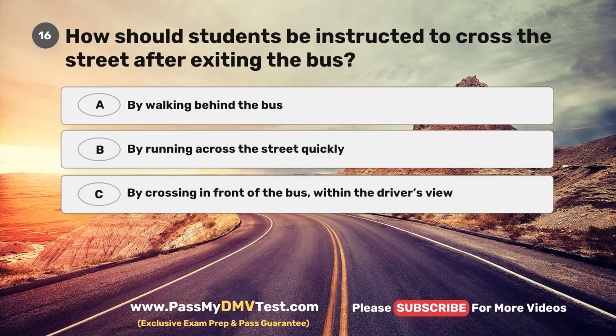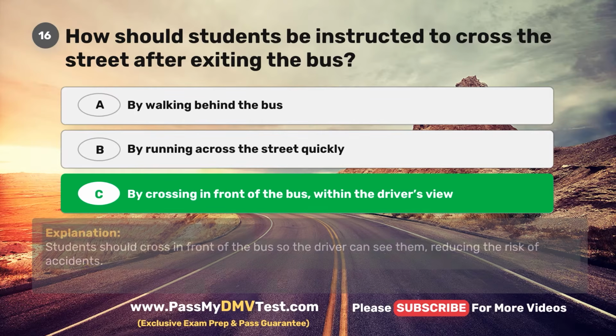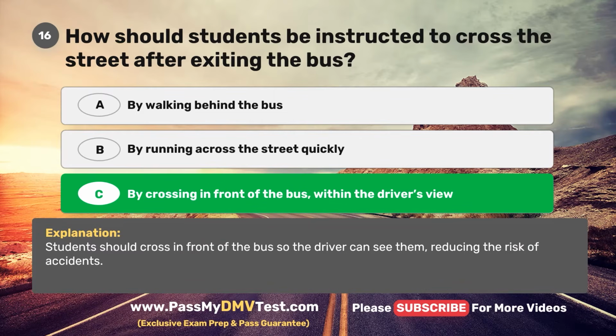Question 16. How should students be instructed to cross the street after exiting the bus? A. By walking behind the bus. B. By running across the street quickly. C. By crossing in front of the bus, within the driver's view. The correct answer is C. By crossing in front of the bus, within the driver's view. Students should cross in front of the bus so the driver can see them, reducing the risk of accidents.